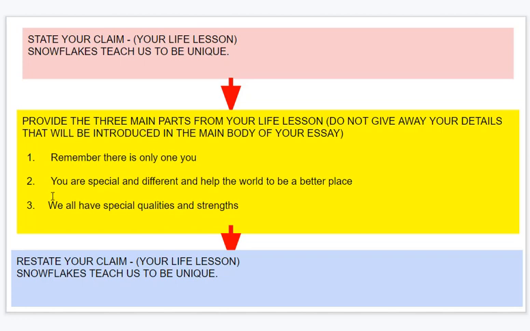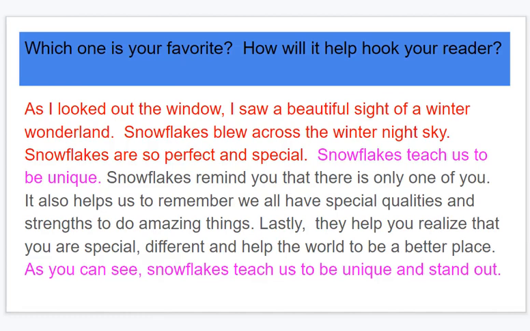Nicely made sentences that have capitals and periods and question marks. Don't forget those. And then type them in your paragraph. So this is what my introduction paragraph would look like. The red is my hook. The pink is my claim. What am I claiming? Well, I'm claiming that snowflakes teach us to be unique. The black are my 3 major important details that I'm going to further explain in the upcoming paragraphs that you guys already did.